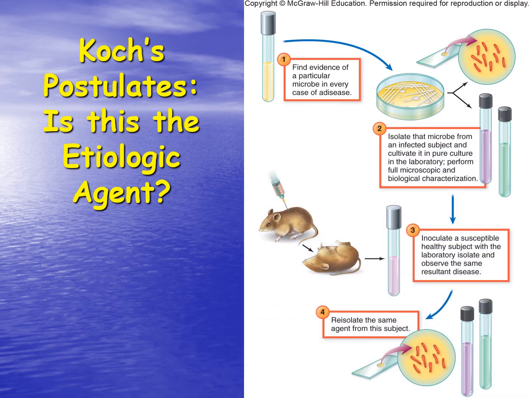So again, remember we have to isolate from an infected patient and get a pure culture. We then have to inoculate that pure culture into a susceptible host and then re-isolate from that experimental animal and compare it to what we actually isolated from the original host and see if they are identical.